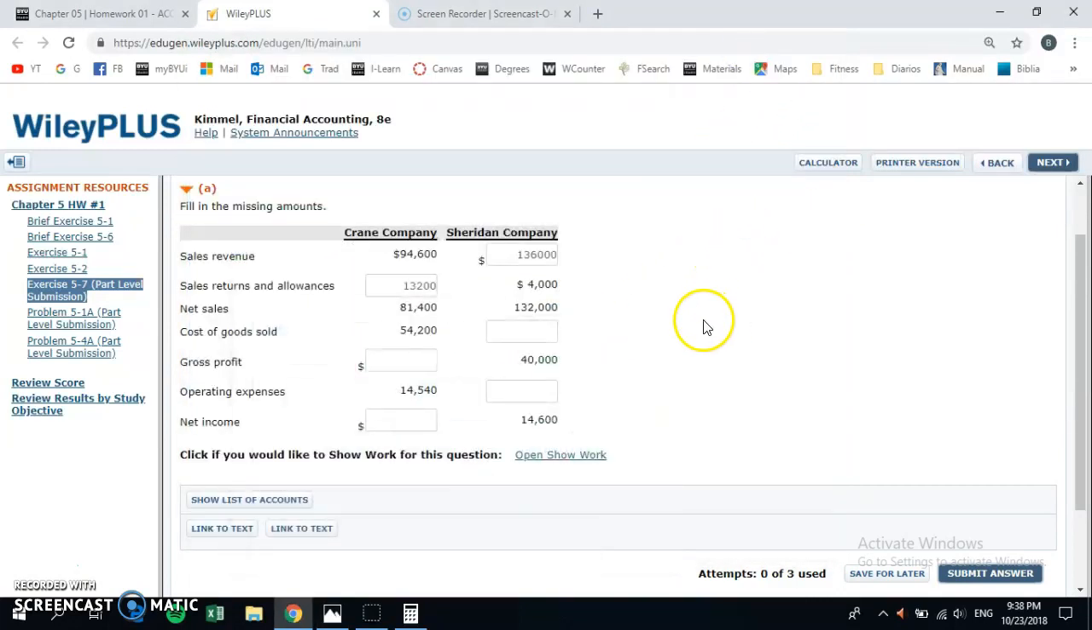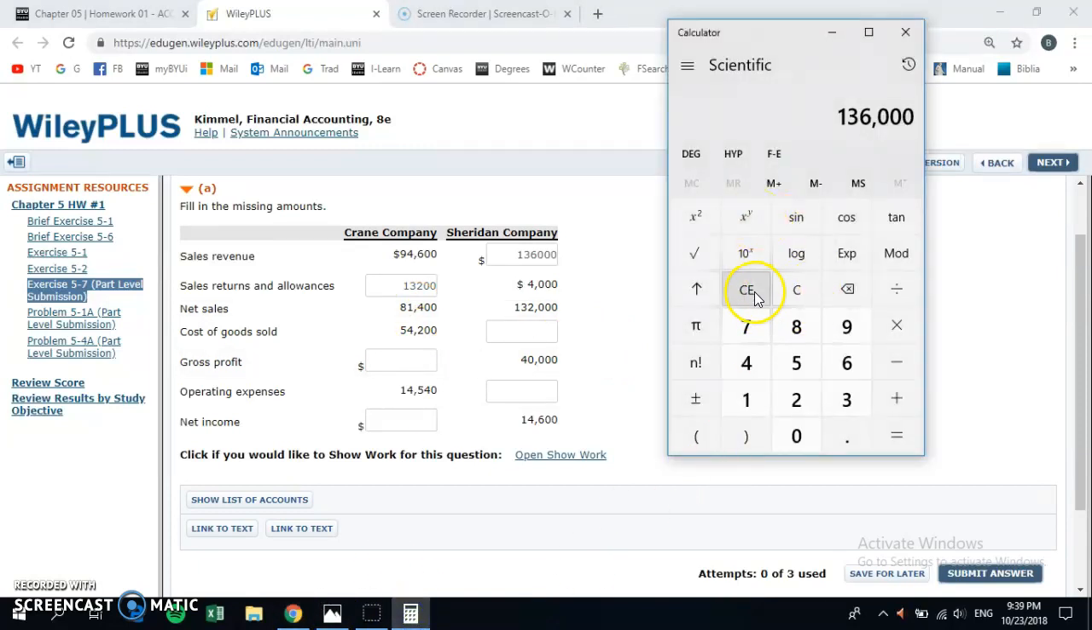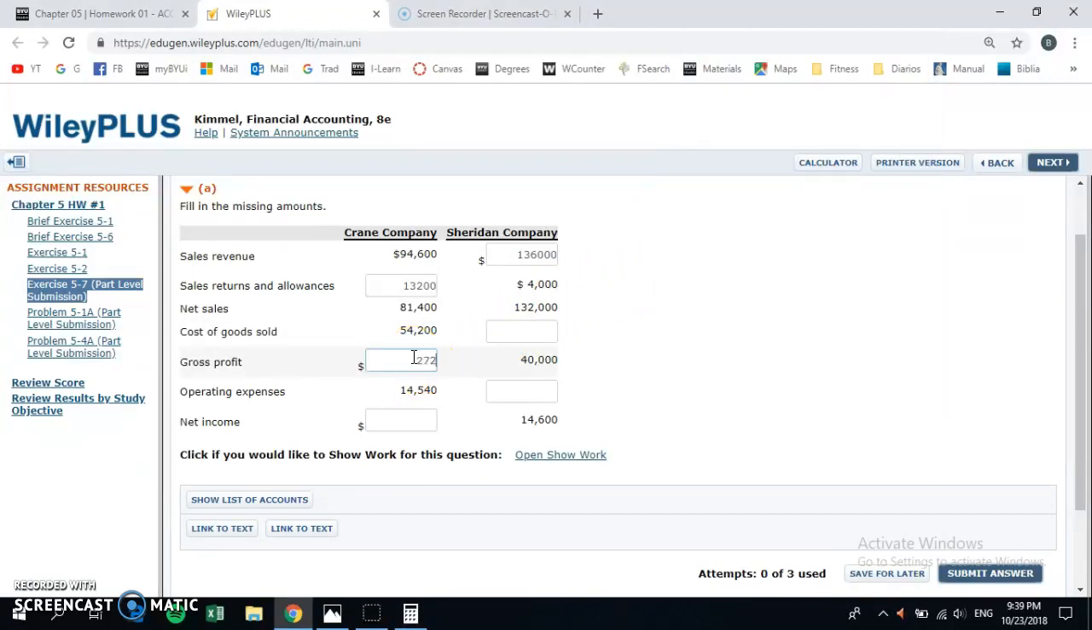So here we have net sales, here we have cost of goods sold, and this is gross profit. We're going to find out the missing numbers. So we know that 81,400 minus 54,200, yeah, that's correct, equals 27,200. I'm from Argentina, so it's kind of difficult to pronounce all these numbers. I hope you understand. I'm doing my best.